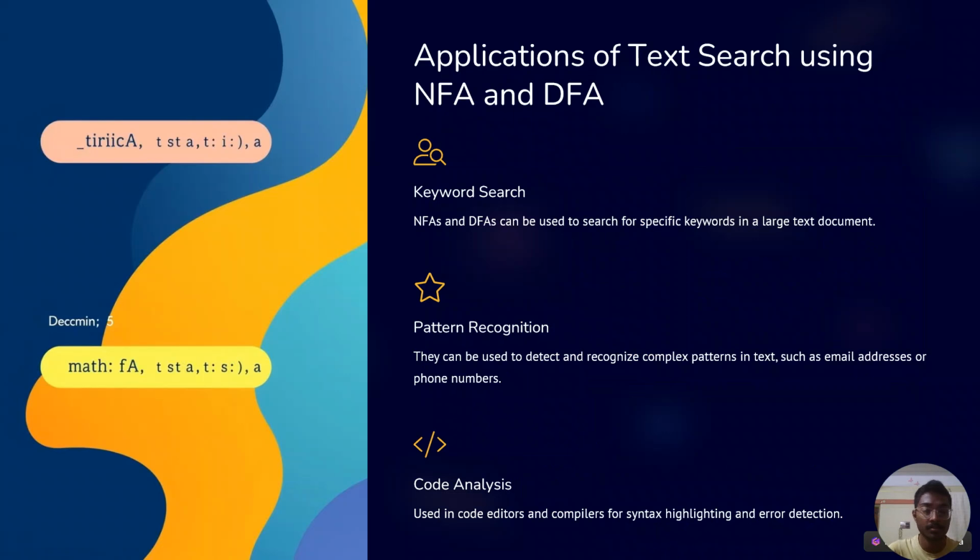Now let us take a look at the applications of text search using NFA and DFA. We have mainly keyword search. NFAs and DFAs can be used to search for specific keywords in a large text document. Then we have pattern recognition. They can be used to detect and recognize complex patterns in text, such as email addresses or phone numbers. Then code analysis, used in code editors and compilers for syntax highlighting and error detection.